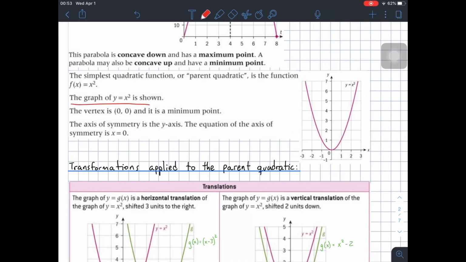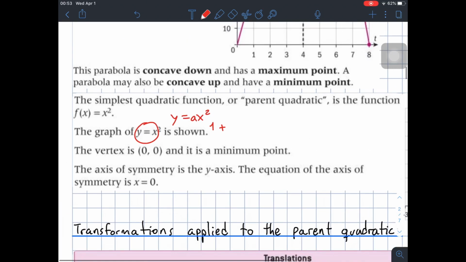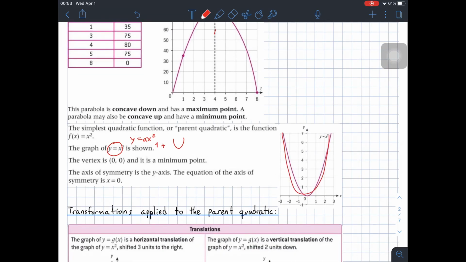And it says the graph y equals x squared is shown. The vertex is 0, 0. When we're talking about a parent quadratic, the vertex is always the point 0, 0. And it is a minimum point. Why is it a minimum? Because if you take a look at this function, y equals x squared, you would see that the a, which is in front of the x squared, is a 1, right? And this 1 is a positive number, meaning that this should be a happy face, right? That's why the parent quadratic has this shape and not this shape, right?